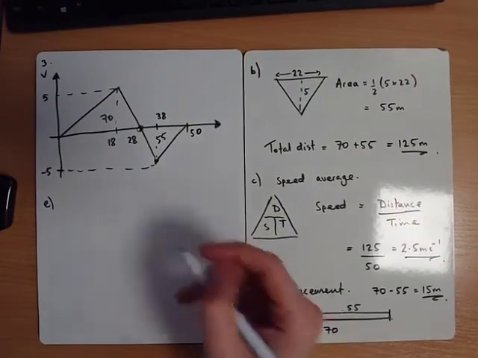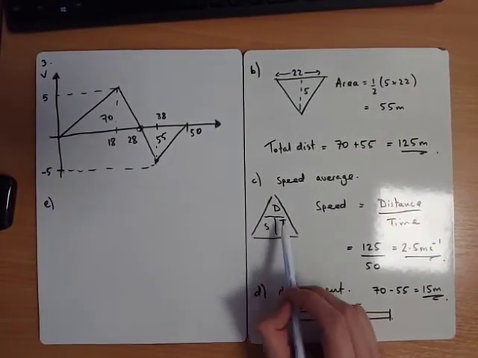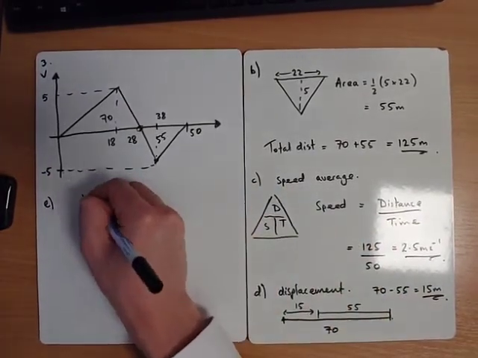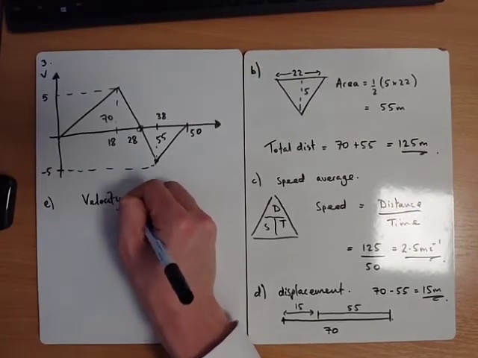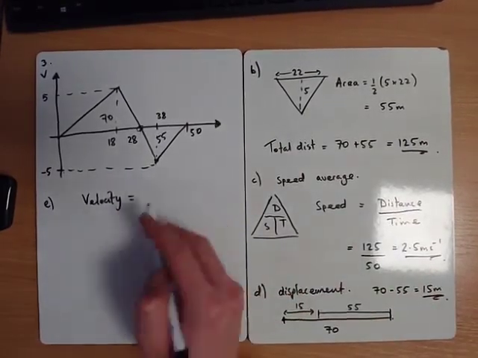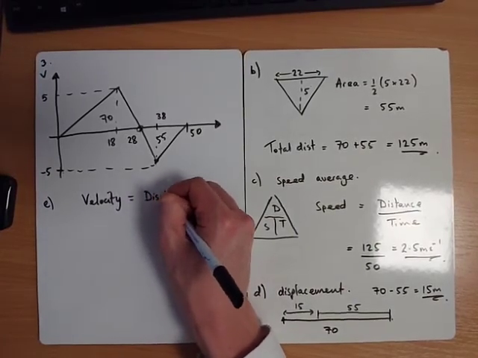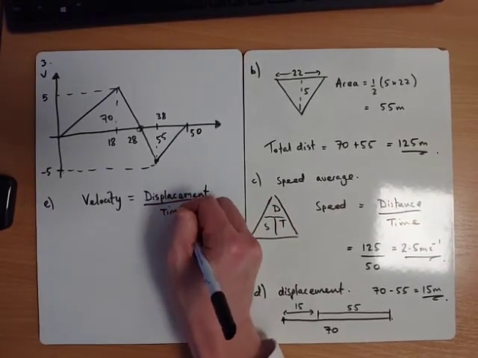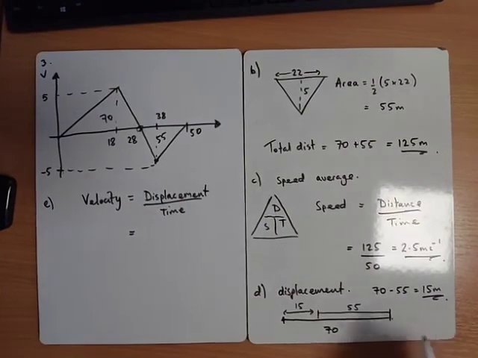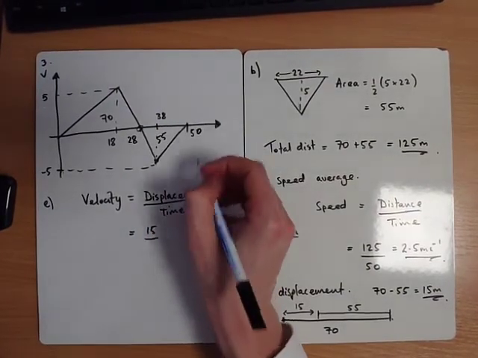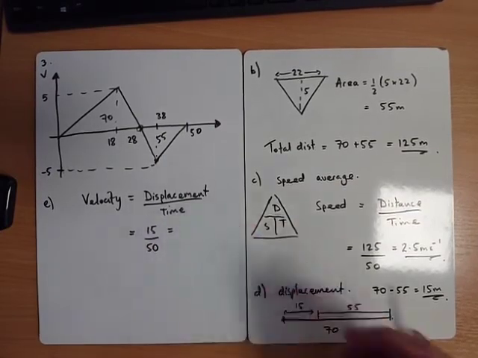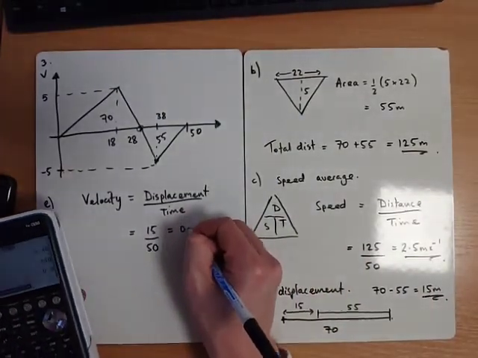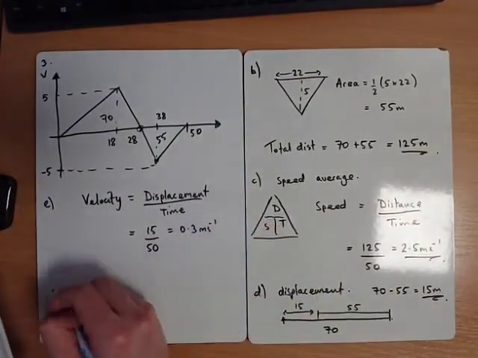Next part says the average velocity. So if we go to distance, speed, time, it's the same sort of triangle, isn't it? But the velocity is the difference here. We know speed is distance over time, but velocity is displacement, because we're thinking about vector quantities here, aren't we? So average velocity is displacement over time. Now we know the displacement was 15 metres, and we know the time taken was 50. So that gives us 0.3 metres per second.